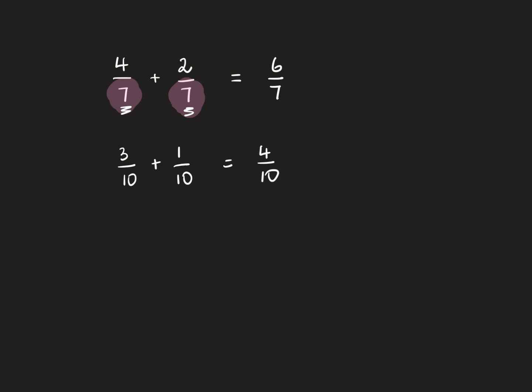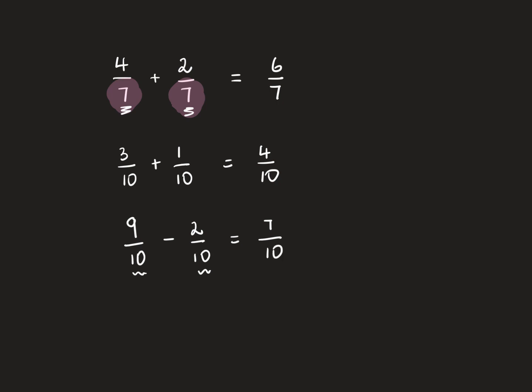Subtraction works in the same way. Let's say if we've got 9/10 and we take away 2/10, what does that leave us with? Well, the denominators are the same. We've got tenths here and tenths here, so we just subtract the numerators and we have 7/10.